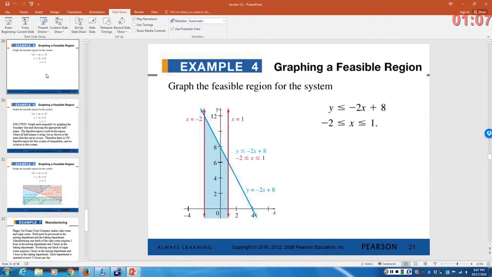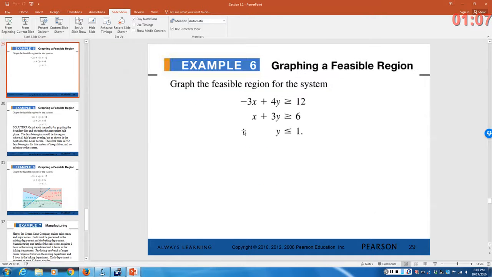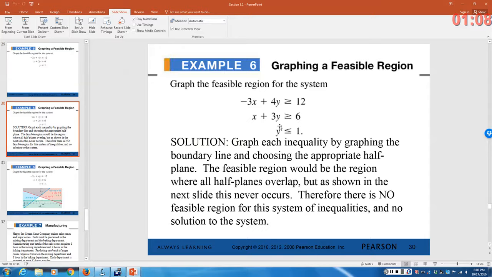So the example that we're looking at now is the feasible region for the system negative 3x plus 4y is equal to or greater than 12 and x plus 3y is equal to or greater than 6. So what we do is we graph each one of the inequalities and choose the appropriate half plane. And the feasible region should be the region where all of those overlap, where all the different shading overlaps. What you're going to see is there's no feasible region for the system, and therefore no solution to the system.